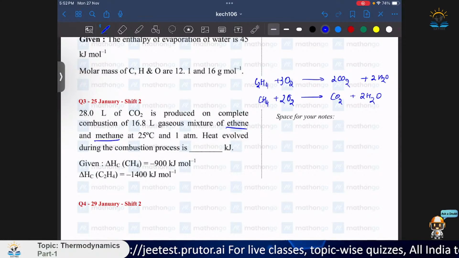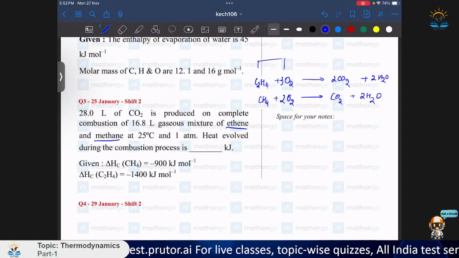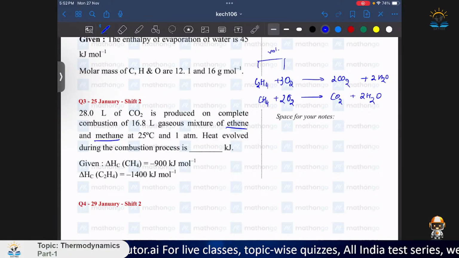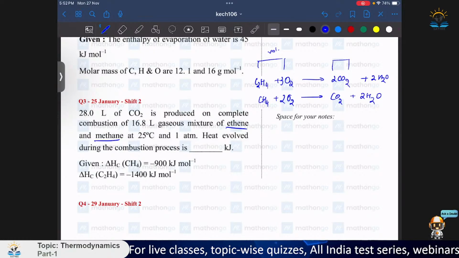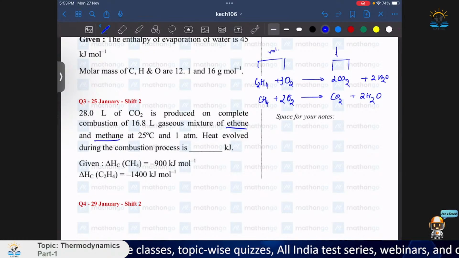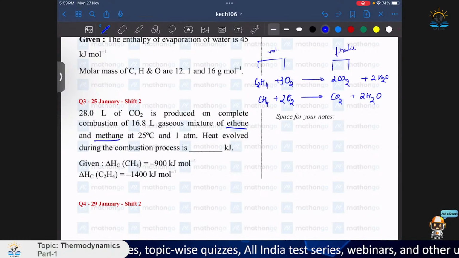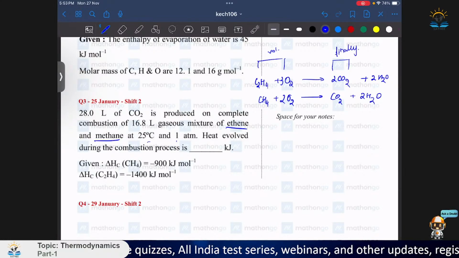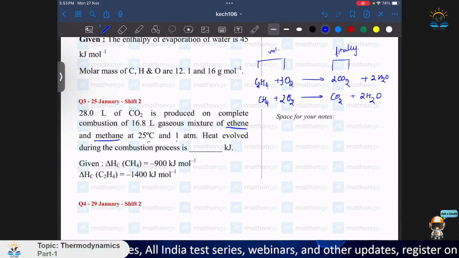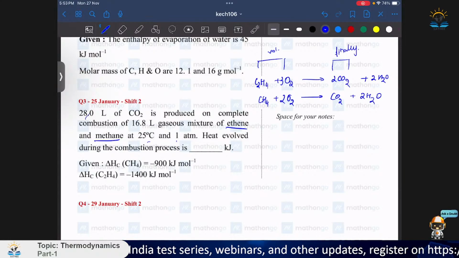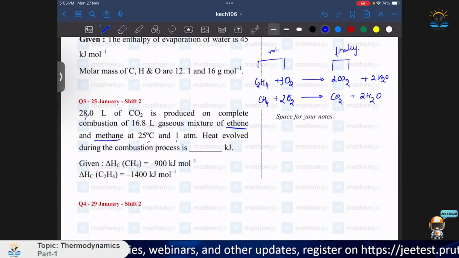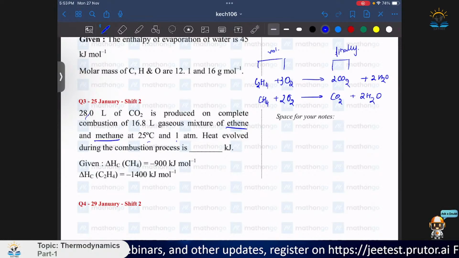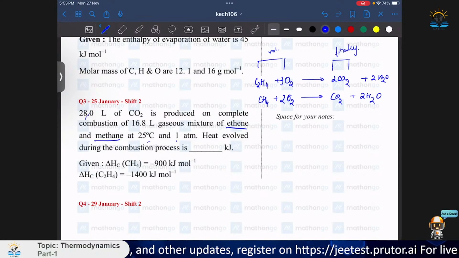Now, we know that the total volume initially is equal to the volume of CO2 evolved finally. Okay, because H2O will be liquid at this temperature and pressure. Whatever volume is final, it is of CO2, which is 28 liters. Combining these two equations, wait, we can't combine it like that.